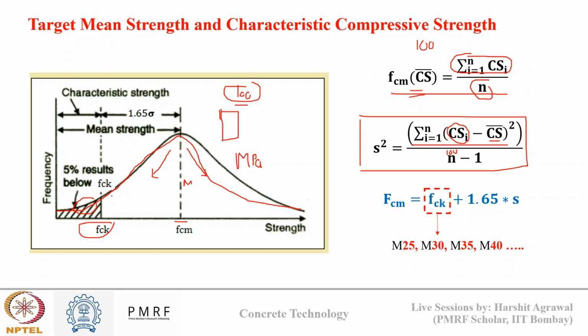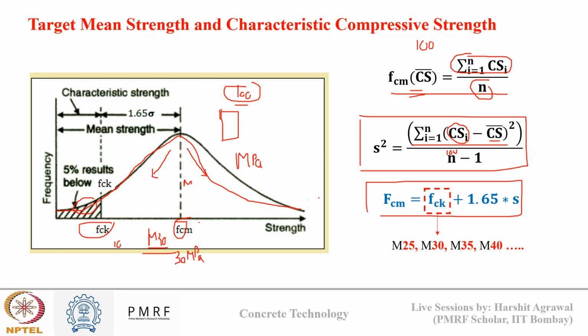So suppose you have tested strength for 100 cubes of M30 grade concrete. You prepared M30 grade concrete, 100 cubes, and you did compressive strength testing. Then 95 cubes will have a strength equal to or more than 30 MPa. If this is happening, then only we can say the mixture design that we have done belongs to M30 grade. So this is how my target mean strength and characteristic compressive strength are related.